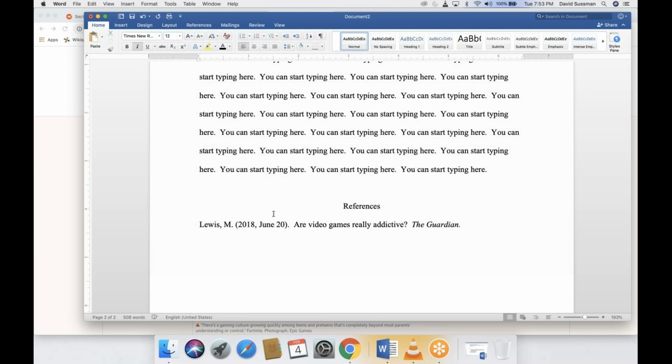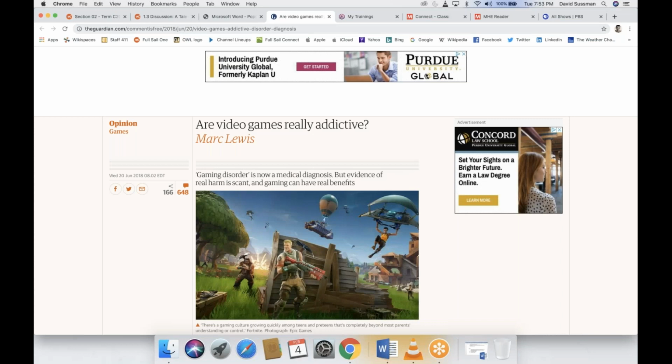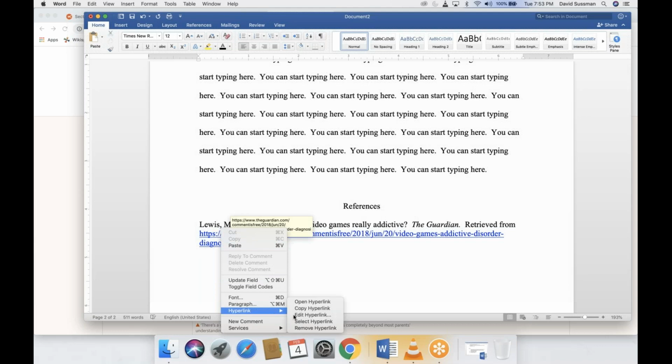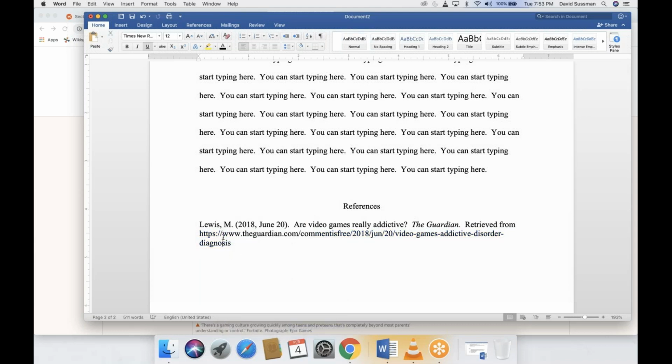And after every section of information, so author's name, period, date, period. This already has end punctuation, so that's fine. Name of publication, period. Then we type the words retrieved from, and we just grab the URL, the web address, okay, and put it in here. Match destination formatting, that's fine. I hate when the hyperlink is shown, so I'm going to say remove hyperlink. I did that by right-clicking on it.